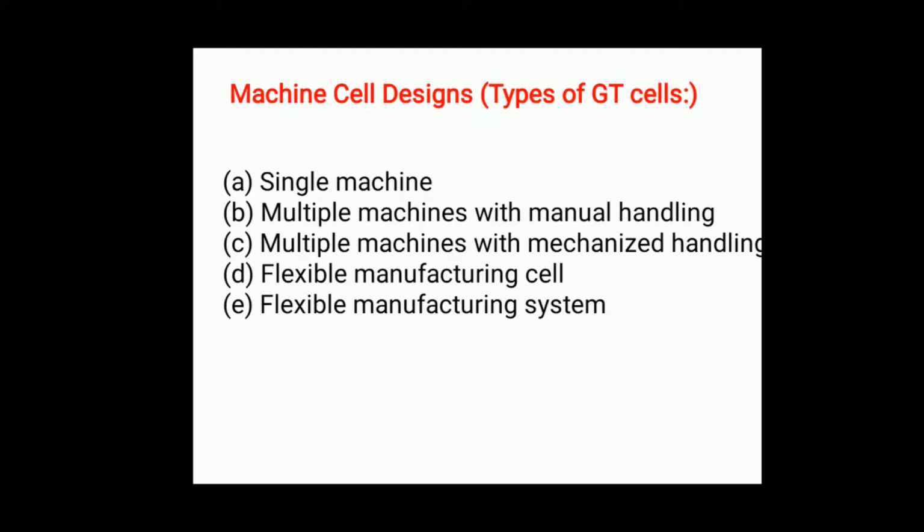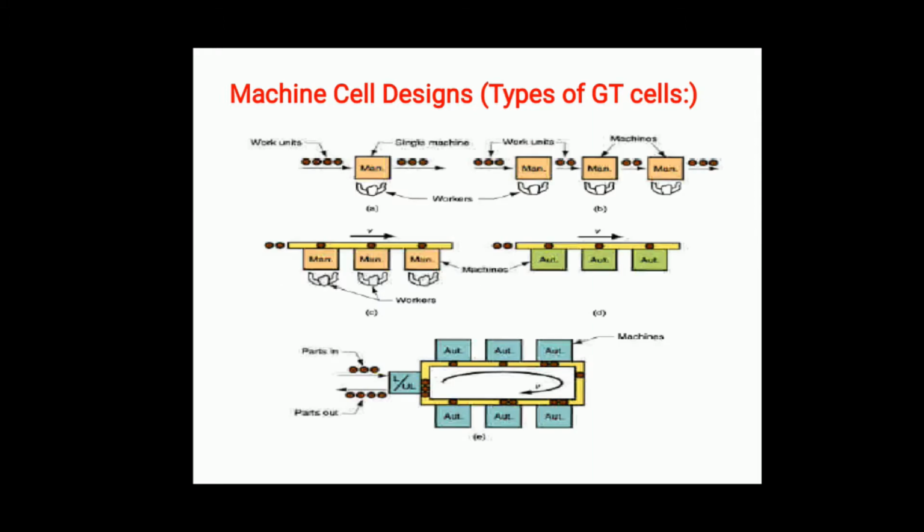In that, five types are there: single machine, multiple machines with manual handling, multiple machines with mechanized handling, flexible manufacturing cell and flexible manufacturing system. So we'll see one by one with the figure. You can see in figure A, the first is the single machine, only one machine doing the manufacturing operation with some workers. Okay, it is not full automation.